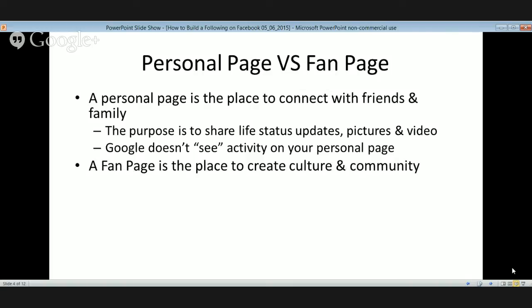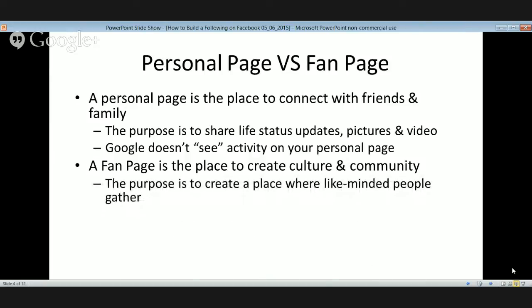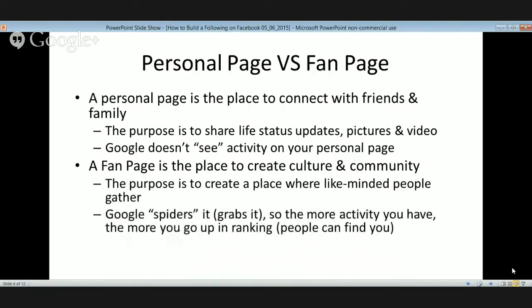So a fan page is actually a place to create culture and community. That's what I think most people are lacking, even if they have a fan page, because there's a lot of people that do, but then they're not setting themselves up correctly. The purpose of a fan page is really to create a place where like-minded people gather. And the cool thing is that Google actually spiders that, it grabs the content that's on a fan page. So the more activity that you have, the more you will go up in ranking.